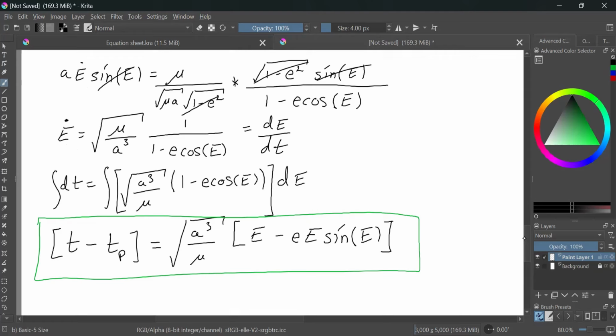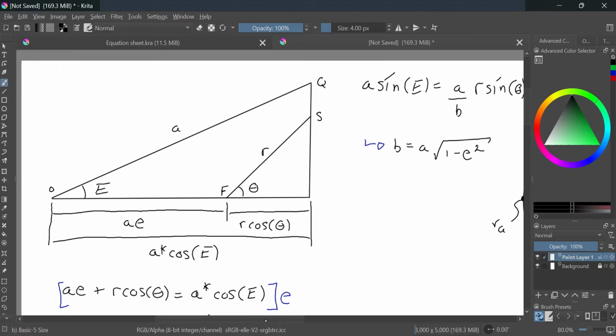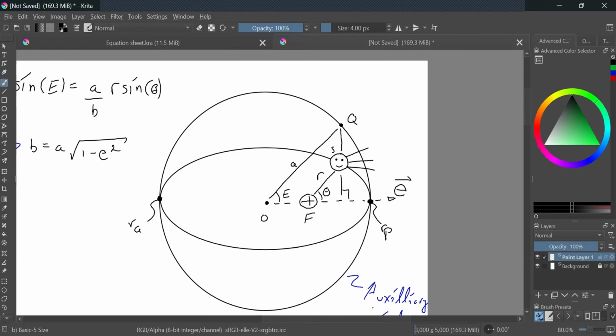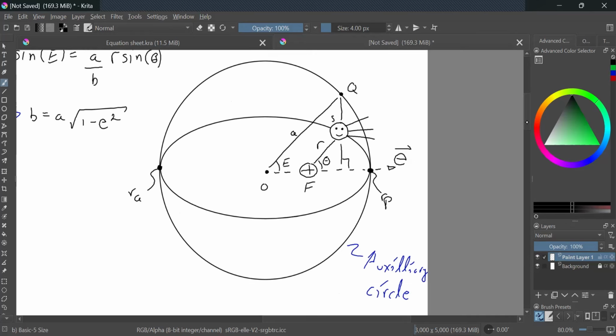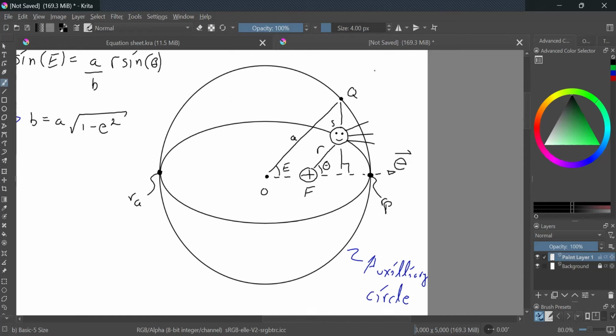Do keep in mind that there are plenty of other equations that are a result of, let's see, let's go back up to here. There are plenty more equations that are a result of using this setup, where we are using an auxiliary circle. So we will be revisiting this in future episodes.